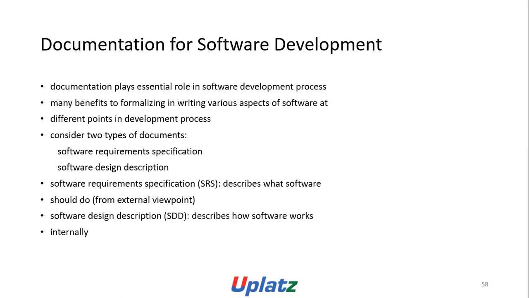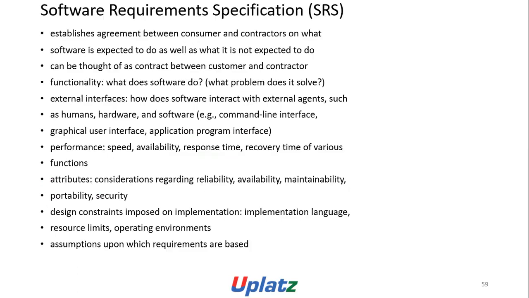Documentation for software development. Documentation plays an essential role in the software development process. There are many benefits to formalizing and writing various aspects of software at different points in the development process. Consider two types of documents: software requirement specification and software design description. Software requirement specification (SRS) describes what the software should do from an external viewpoint. Software design description (SDD) describes how the software works internally.